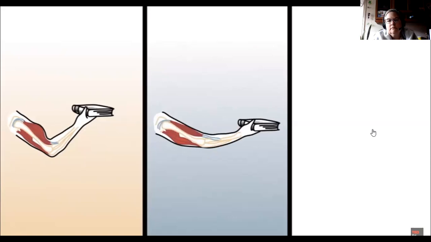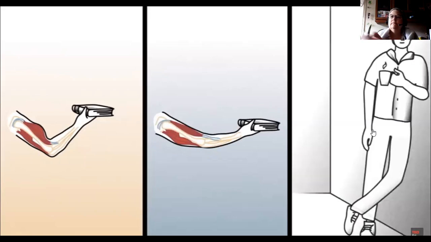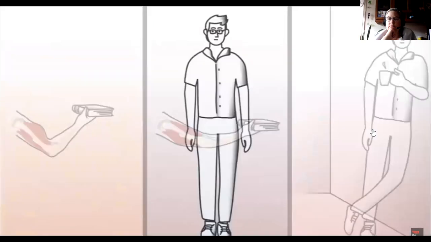The third type of contraction creates a stabilizing force. In these cases, the muscle fibers don't change in length, but instead keep the muscles rigid. This allows us to grip a mug of coffee or lean against a wall. It also maintains our posture by holding us upright.